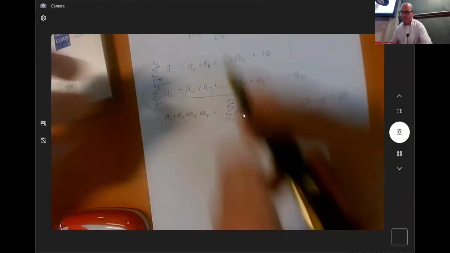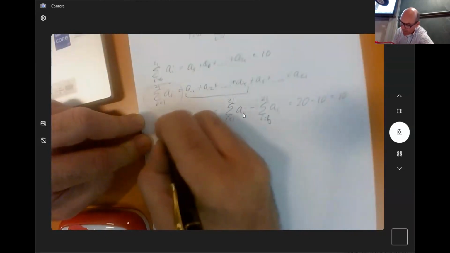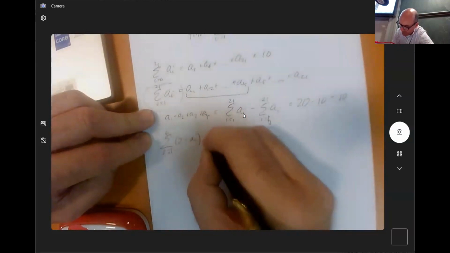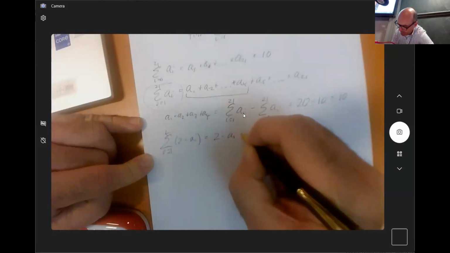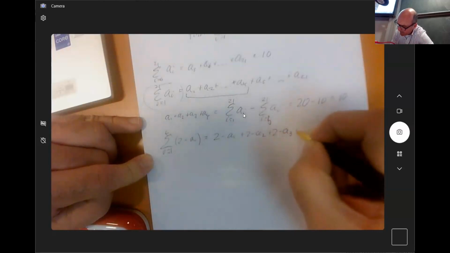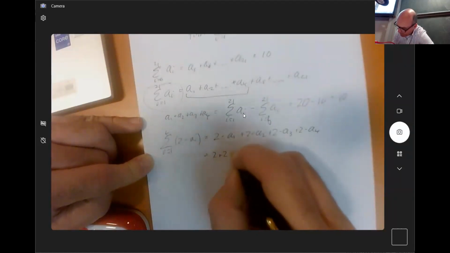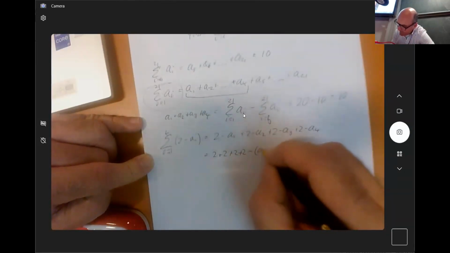No. So if I go back up to what we were asked to do, the sum from i equals 1 to 4 of 2 minus a_i, I'm just going to write that all out. It's 2 minus a_1 plus 2 minus a_2 plus 2 minus a_3 plus 2 minus a_4. So I'm going to go 2 plus 2 plus 2 plus 2 minus.